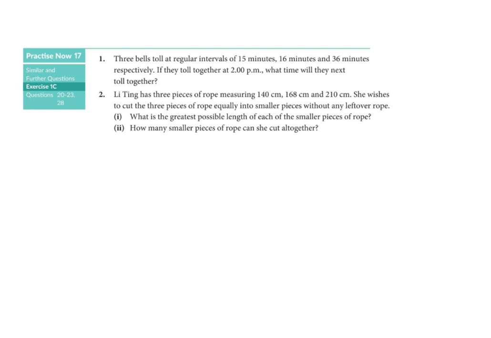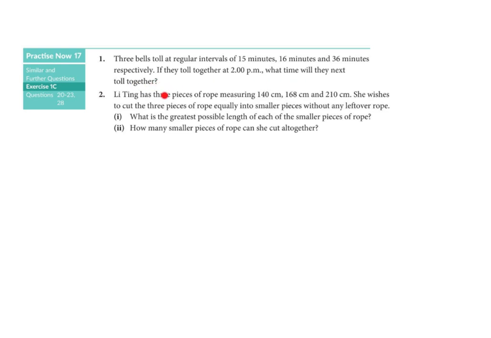Okay, let's take a look at question number 1 from PN17. Let's read the question first. 3 bells tolled at regular intervals of 15 minutes, 16 minutes, and 36 minutes. So for every 15 minutes, the first bell will go, every 16, the second, and every 36, the next one. Now if they toll together at 2 p.m., what time will they next toll together again?